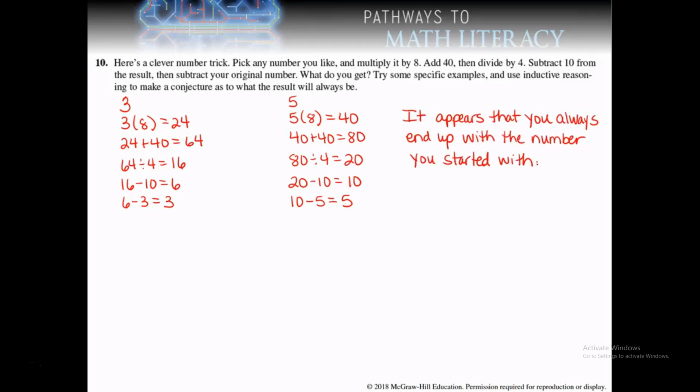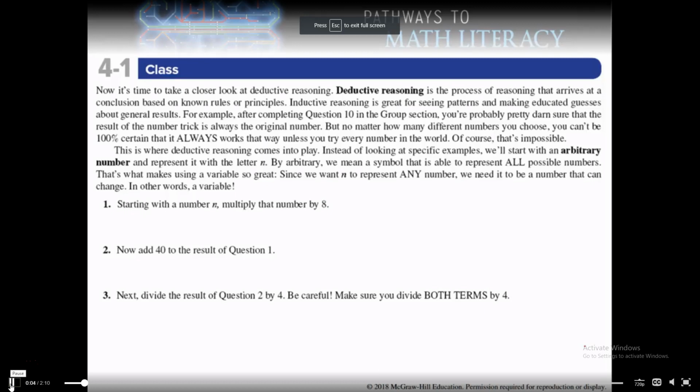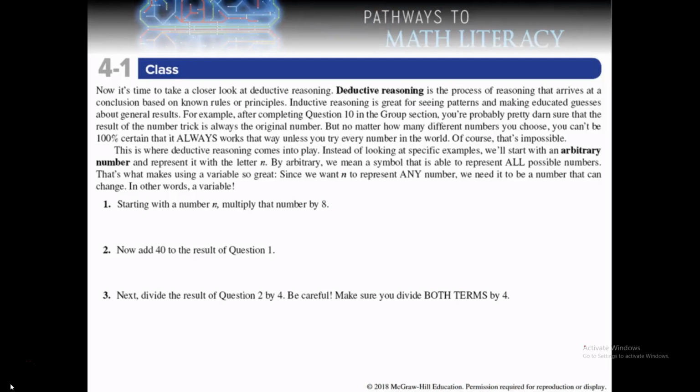So in the group portion of this lesson, we played a number game, and it looked like when we followed the steps that we were given, we would always end up with the number that we started with. Now, inductive reasoning just gives you a conjecture or sort of a hunch what might be true. We need deductive reasoning to prove it for sure.